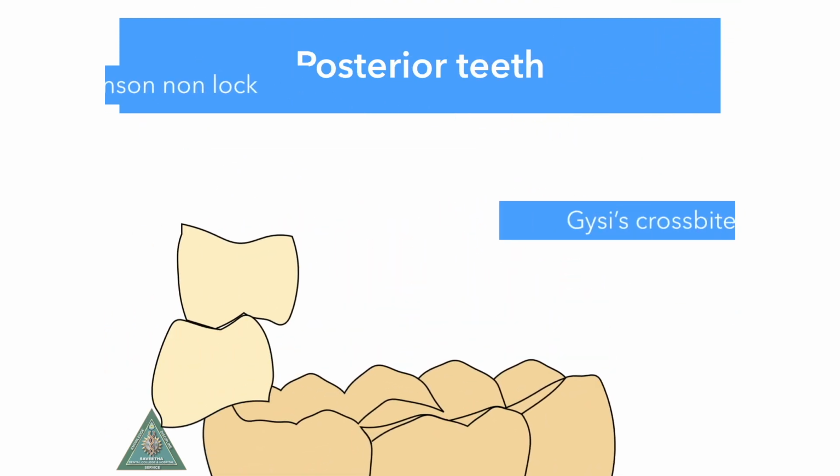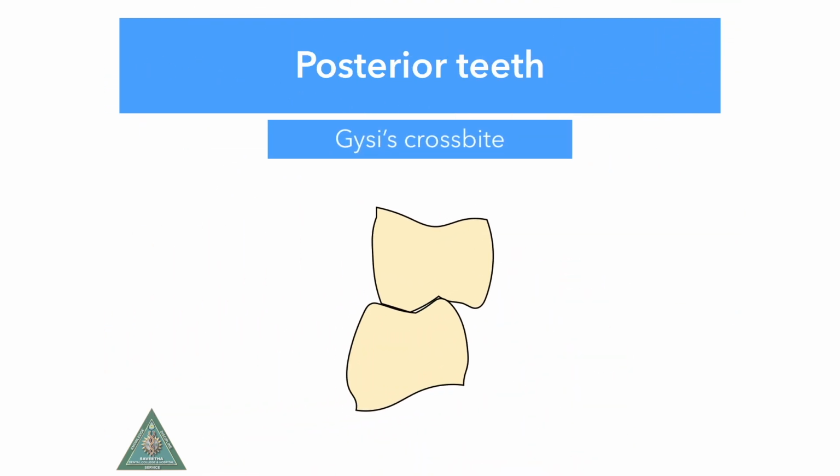Swenson's non-lock tooth and Gysi's crossbite. Gysi's crossbite is still available in the market. Ivoclar markets it. It is known as K-type teeth. For patients who have a crossbite relation with their ridges, you can provide these teeth.